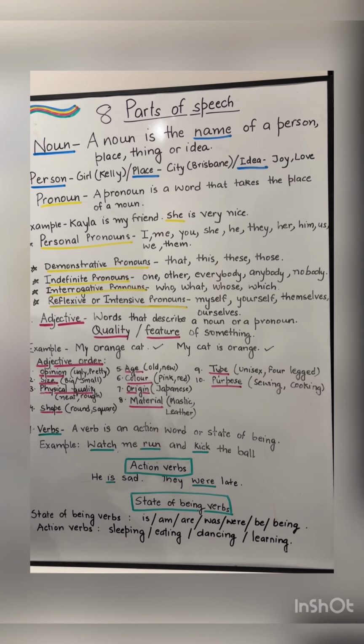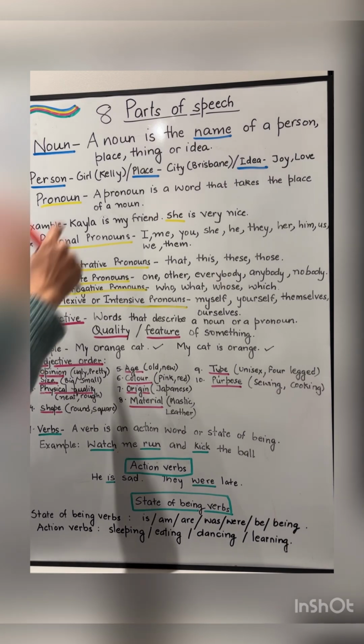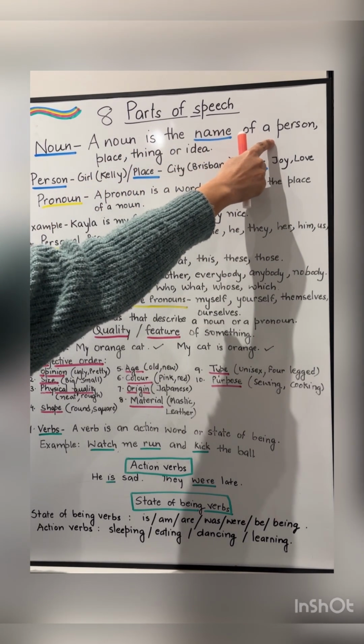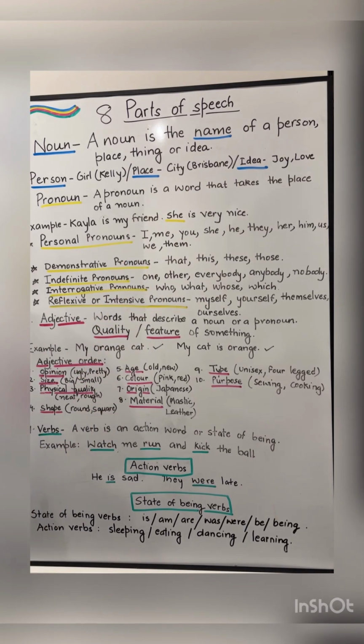For example, William is a great man. We're talking about a person, and his name is William. We are naming him. William is the noun of the subject.